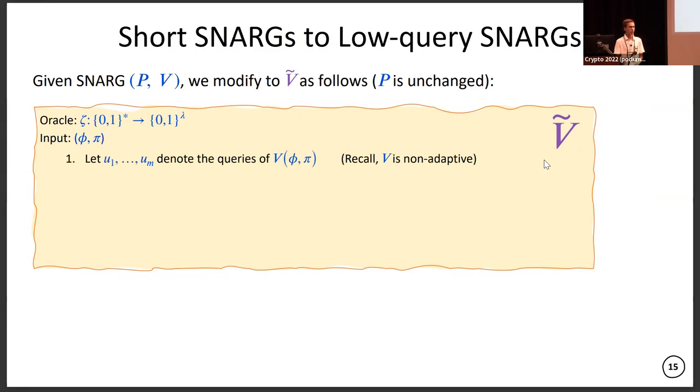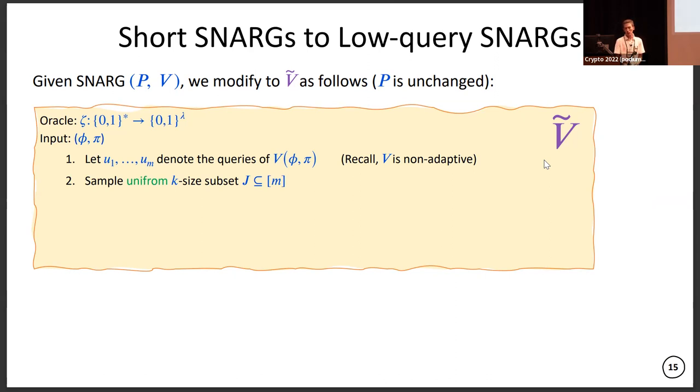And we're going to do the following. First, let's enumerate the queries of the original verifier when run on phi and pi as u1 up to um, for some parameter m. And recall that V is non-adaptive, so we can do this. We know in advance all of the queries together. The next thing we're going to do is sample a k-size subset of these m indices. It will correspond to a set of k of the queries.